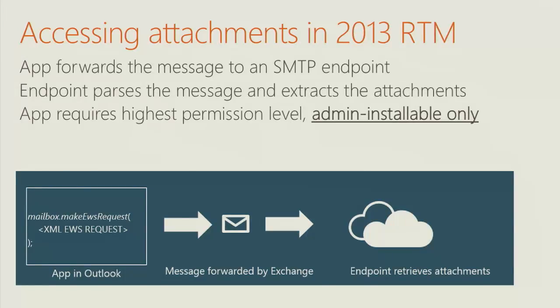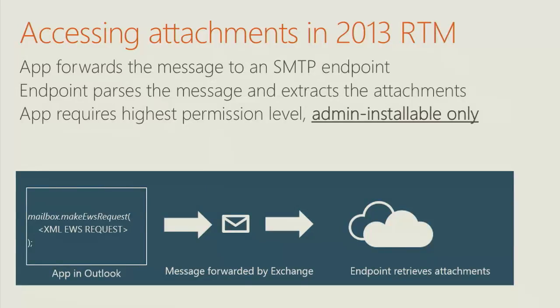The initial problem is that in order to access attachments, the app had to forward the message to an SMTP endpoint. There was no API to access attachments. You had to forward the entire message to the SMTP endpoint. You had to put up code that parses the message and extracts the attachment. The user, if he goes to his sent items folder, sees that for some reason some of the messages are being sent to this weird endpoint address, and so they're probably getting freaked out, calling up admin or support.